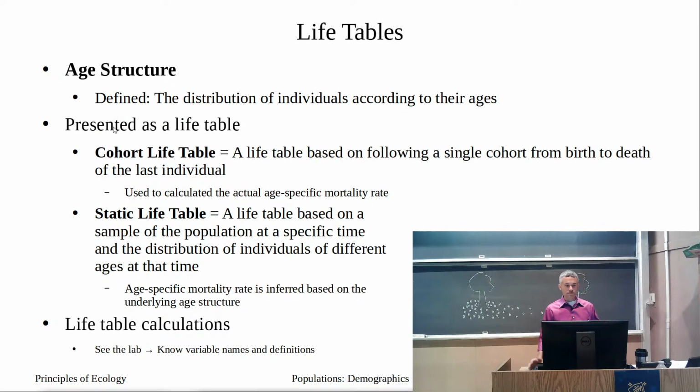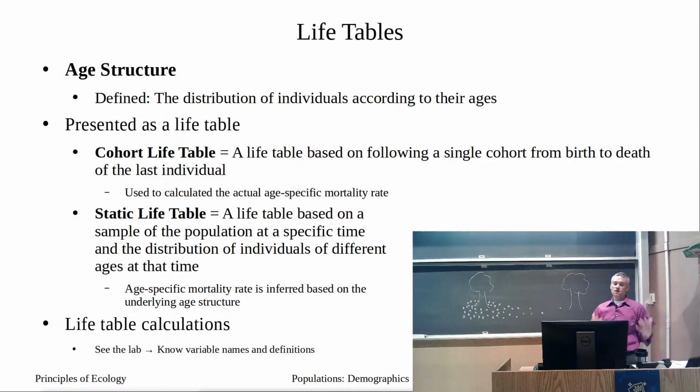So we're going to start with age structure. Age structure is the distribution of individuals according to their ages. So how many individuals are 10 years and younger? How many individuals are 11 to 20? How many are 21 to 30 and so forth? We can do this for the human population. We actually will do this for the human population. I believe it's next week's lab when we do these life tables.